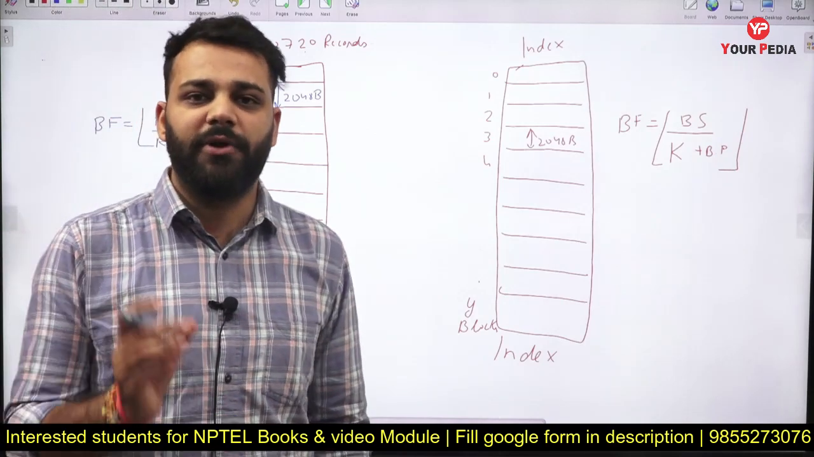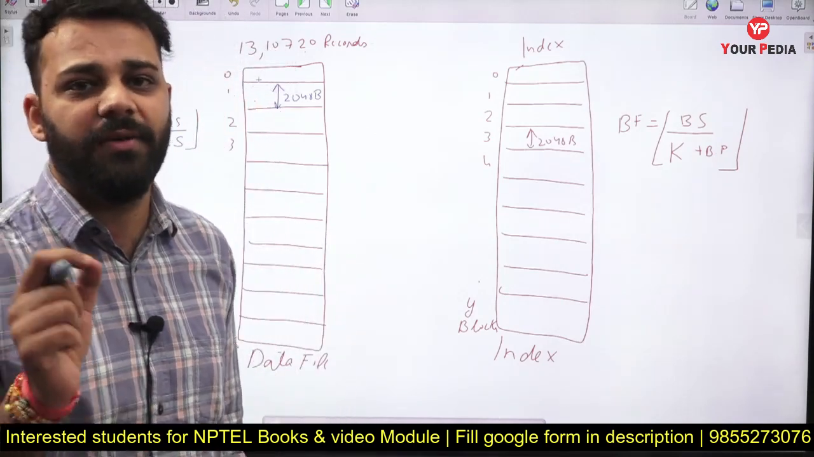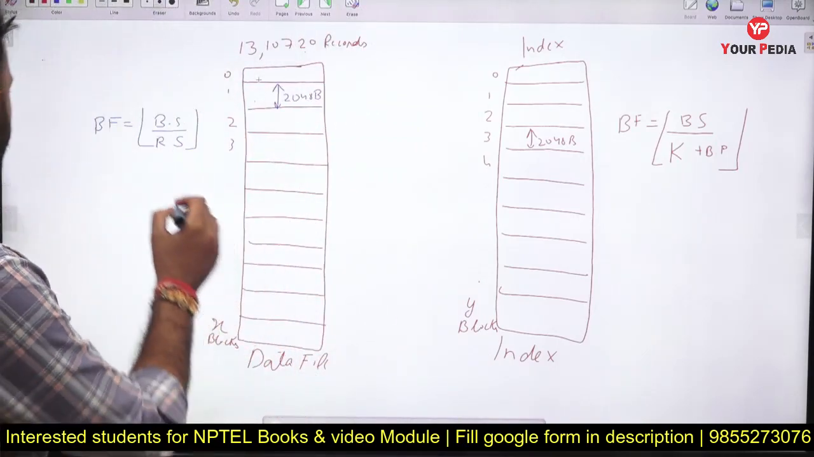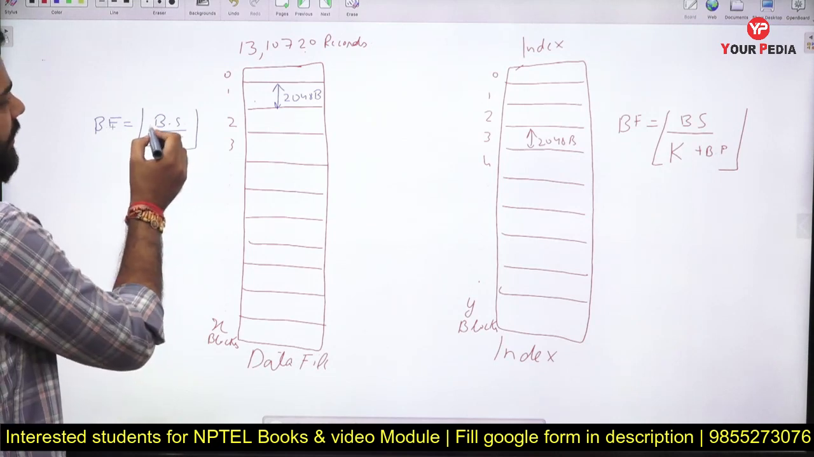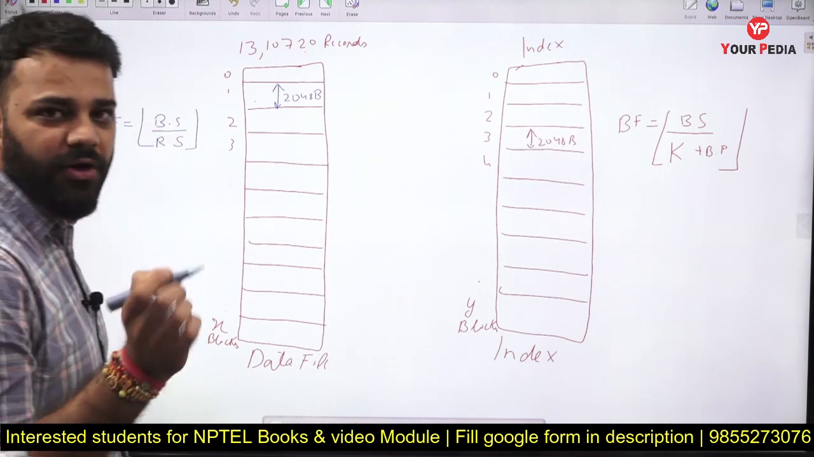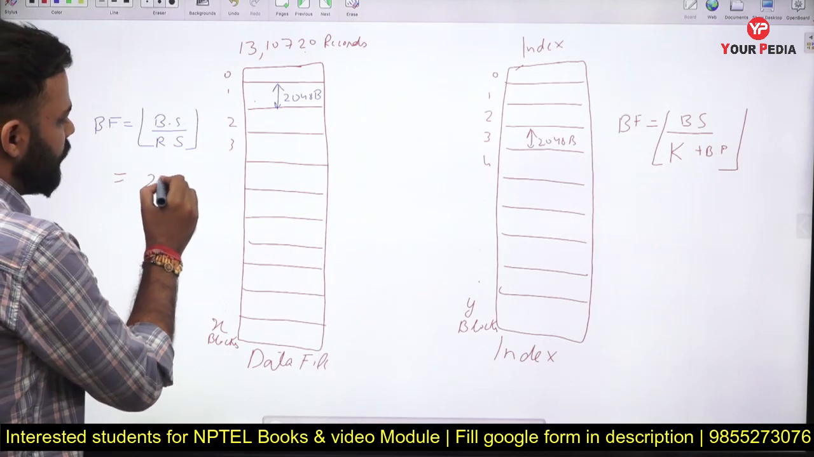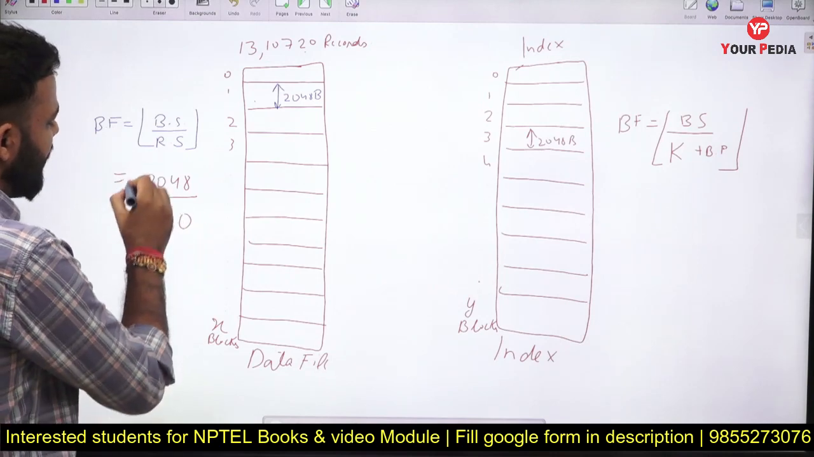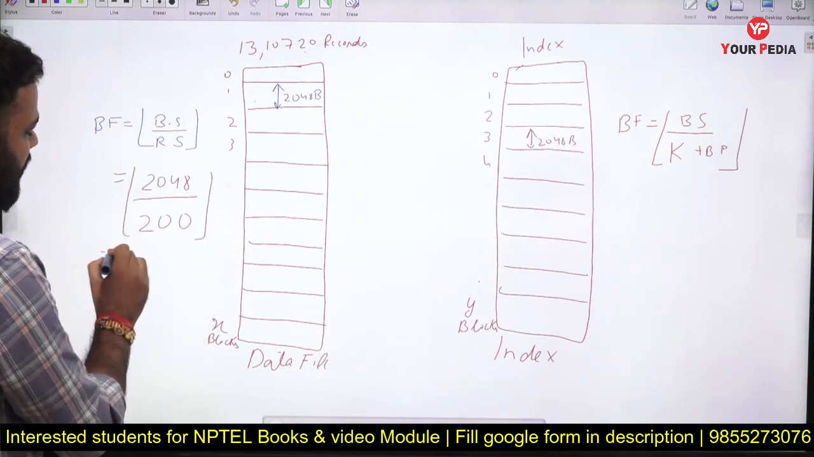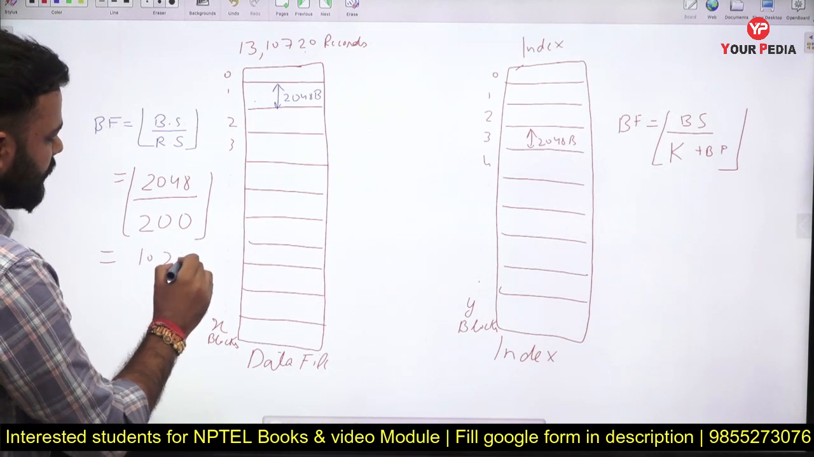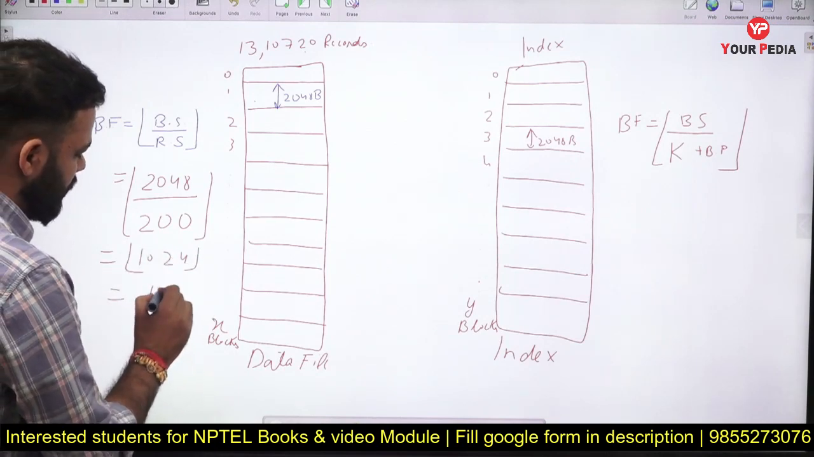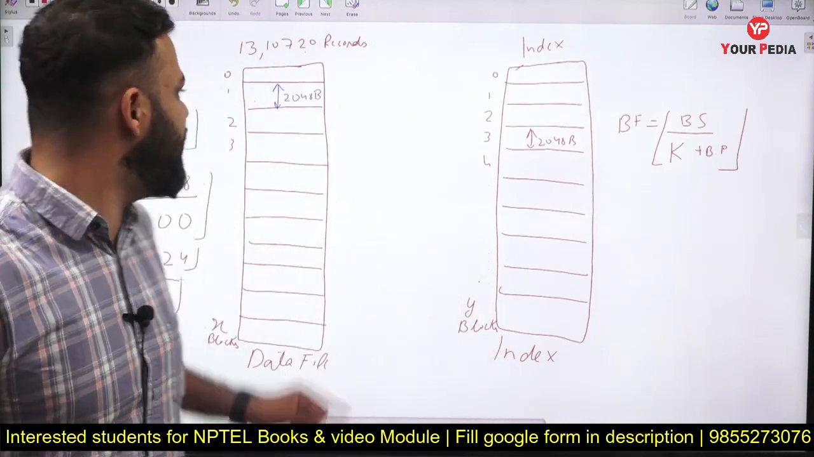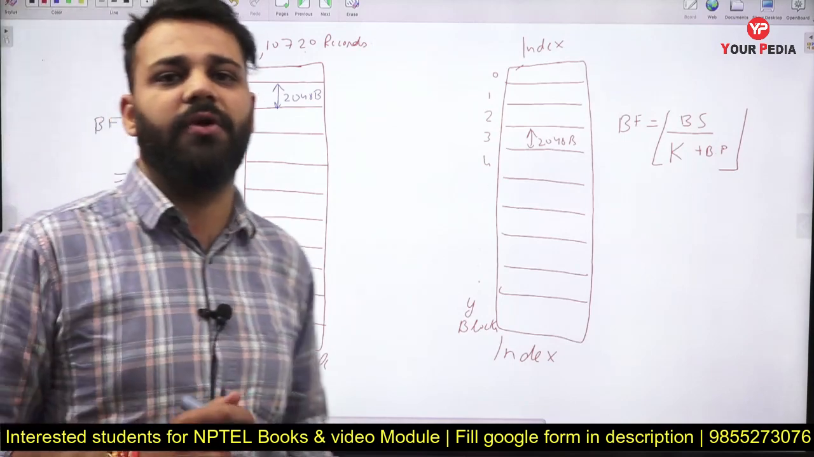Now what is block factor? Block factor is the number of records that can be arranged in a particular block. So let's say this is the formula for block factor. It is block size divided by record size. Now the block size that has been given to us is 2048 bytes divided by the record size is 200 bytes. So the block factor here will be 10.24, which will be equal to 10. So the block factor value is 10. This means each block will have 10 records of its own.